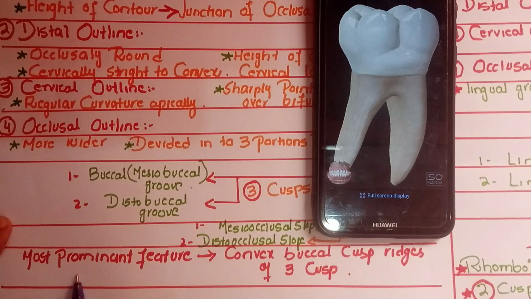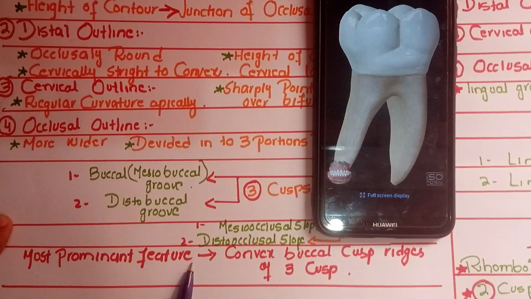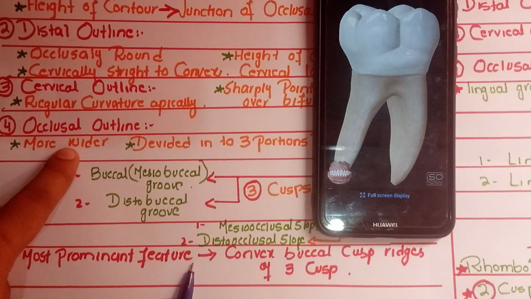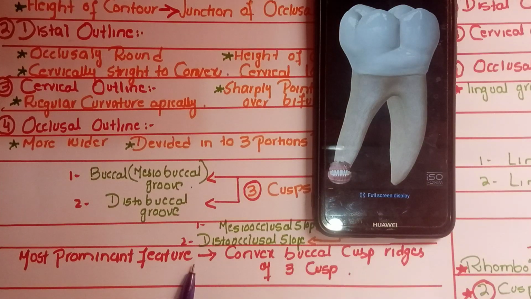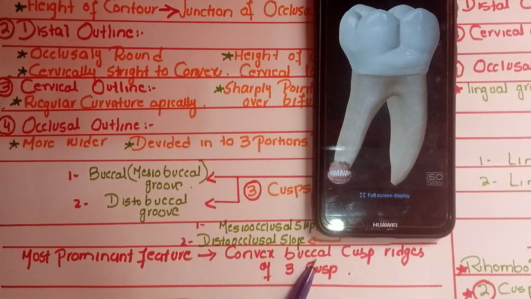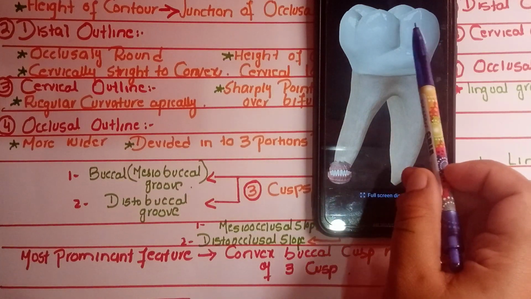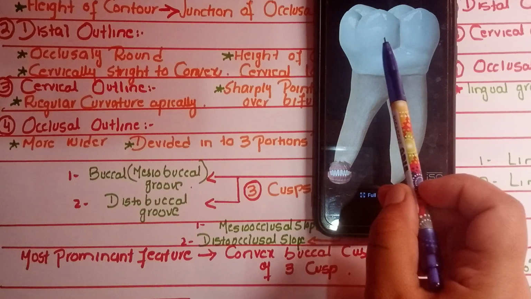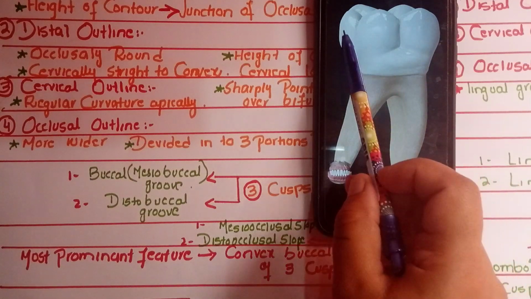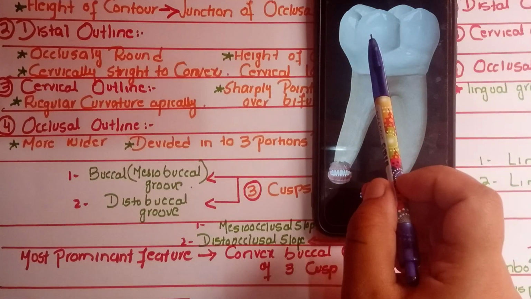Always remember one thing: the most prominent feature of the occlusal outline of the buccal aspect of the mandibular first molar is the convex buccal cusp ridges of the three cusps. As I have just explained, these prominences are the buccal cusp ridges of the respective cusps.